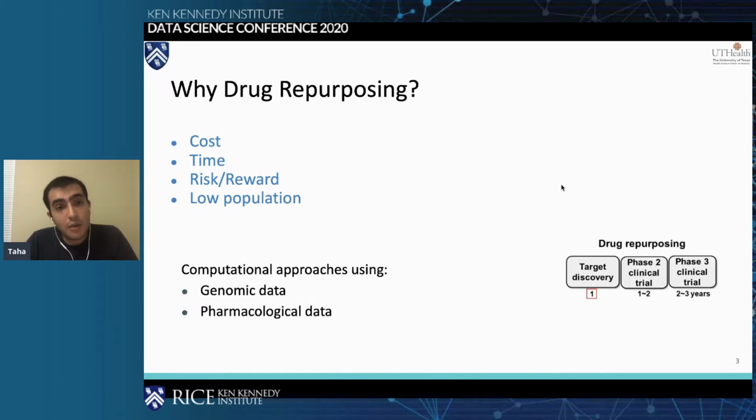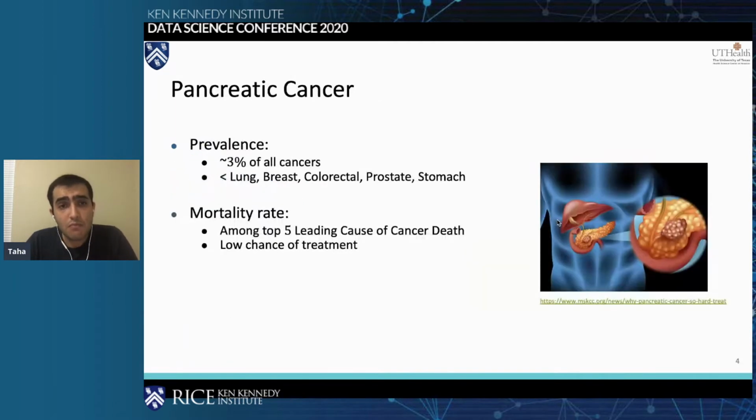And a good question is why computational approaches and why data science? These types of approaches give us high throughput drug screening by automatically estimating drug sensitivity based on genomic data and pharmacological data. That can decrease the time for discovery of a target disease, and then phase 2 and phase 3.